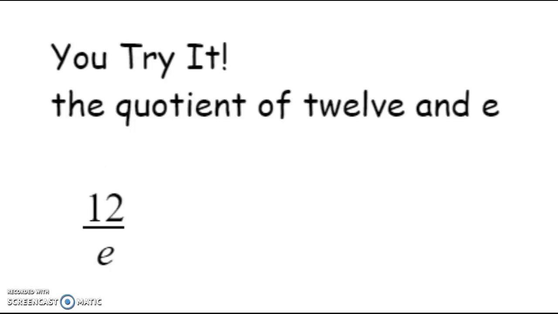All right, here's our you try it. The quotient of 12 and E. Pause the video, write what you think the answer would be, and we'll take a look at what it will be. If you wrote 12 fraction bar E, you were correct. The fraction bar means to divide, or the quotient of. 12 was listed first, so it became our numerator, and E was listed second, so it became our denominator.